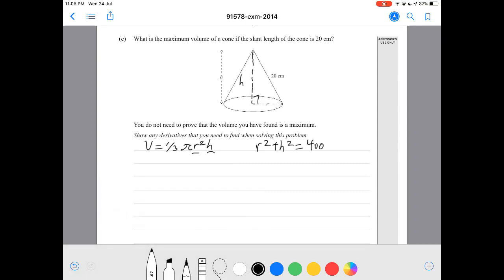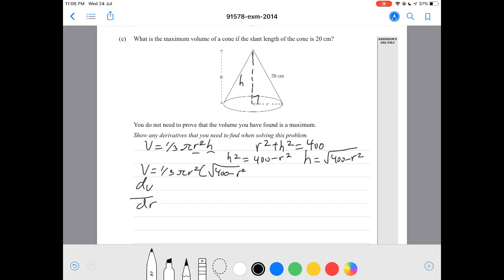So I'm going to say that h squared equals 400 minus r squared. Therefore, h equals the square root of 400 minus r squared. I'm going to plug that back into our equation. So V equals 1/3 pi r squared multiplied by the square root of 400 minus r squared. Alright, so now we can find our derivative, dV over dr.